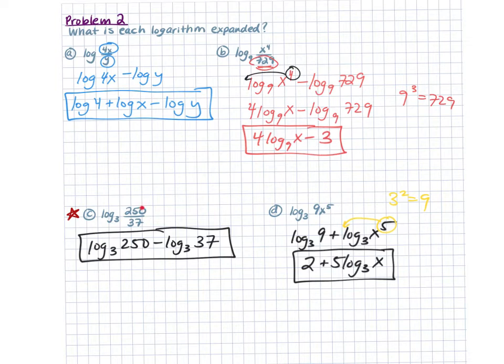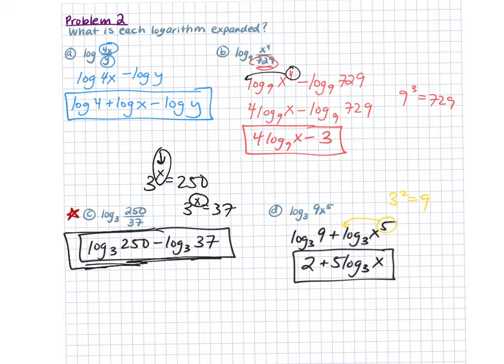Okay, here the 250 is on top and the 37 is on the bottom, so you just subtract there. And here, there's 3 to the power of x. X is not the exponent here, 3 is the base, and 250 is the answer. This isn't an integer, so we're going to leave this here. And the same thing here, 3 to the x equals 37. This is not an integer, so we're just going to leave this. So this is our answer here.